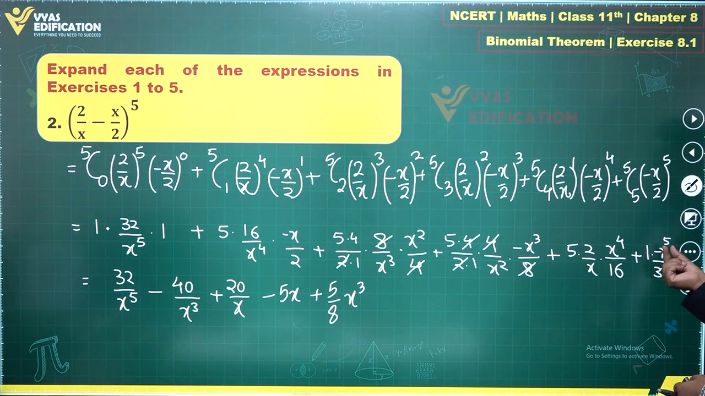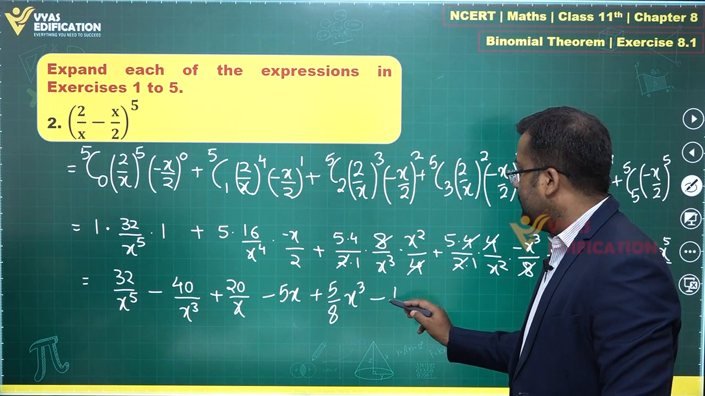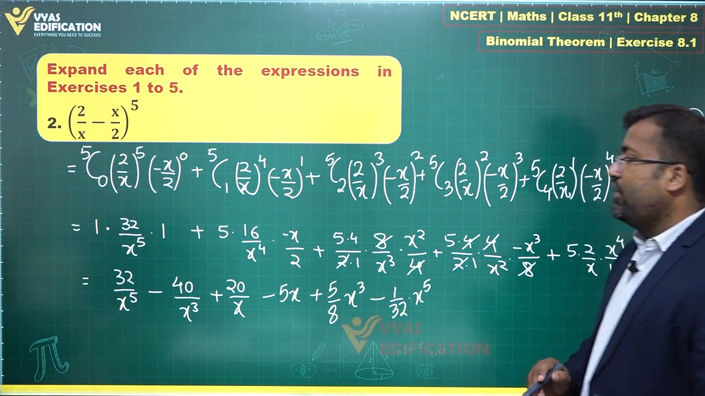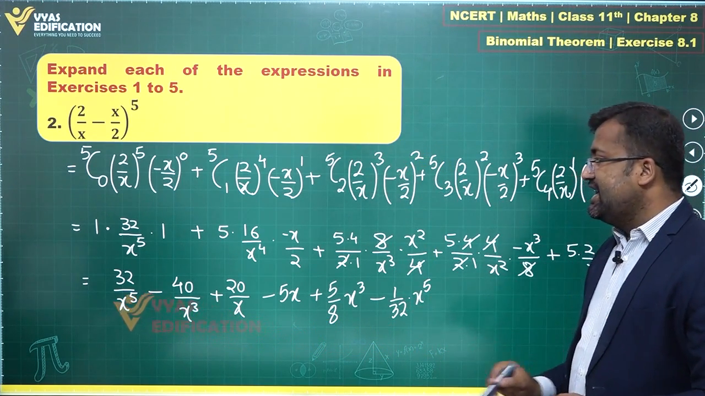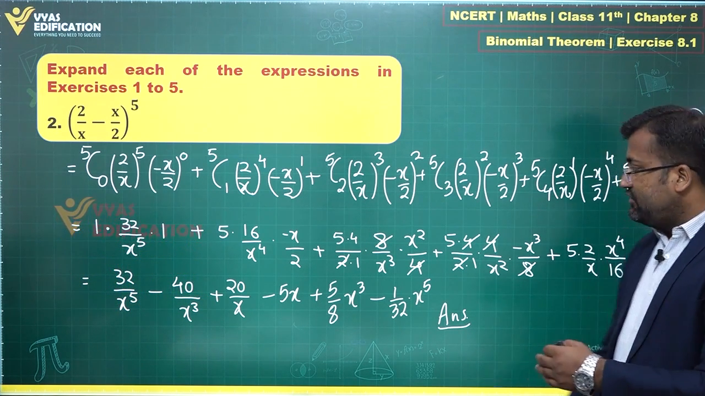What about the last term? This is minus, minus is extra, minus x power 5 upon 32. This is minus 1 by 32 times x power 5. This is what you have. So that expansion of that expression is this. Yes, this is the final answer for this question as you can see clearly.